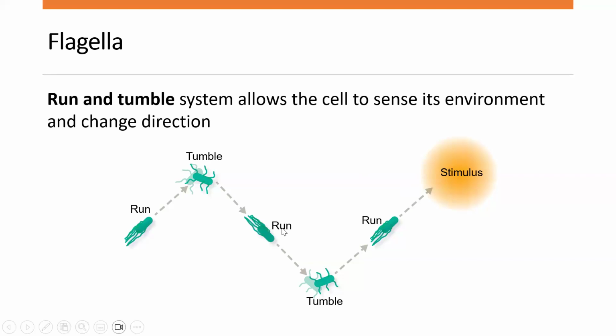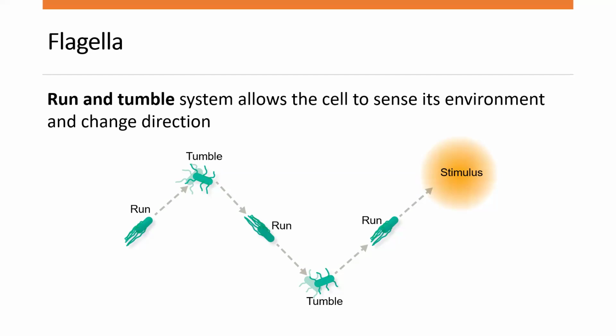Runs are when the bacteria are moving in a direction, and tumbles are where they do a little twist to change directions. The way this works is that they start moving towards the stimulus, and then they will tumble and start moving another way, because they don't necessarily know if they're moving the right way all the time, or if they're moving in the most efficient manner.